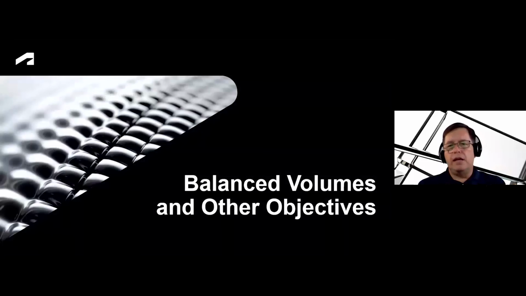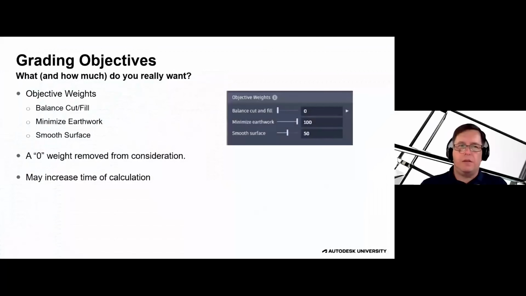Now I'm going to go over and take a look at the balanced volumes and other objectives. The objectives are basically you, the user, telling grading optimization what your intent is here. The tools available are going to be balance cut and fill, minimize earthwork, and smooth surface. You can see in my screenshot that I have the balance cut and fill set to 0, which effectively removes it from consideration. And then minimize earthwork is up to 100. That's a percentage. And so I'm saying that I'm really interested in minimizing the earthwork here, even if the cut and fill isn't balanced out. Smooth surface is going to make sure that any difference between the surface triangles is minimized.